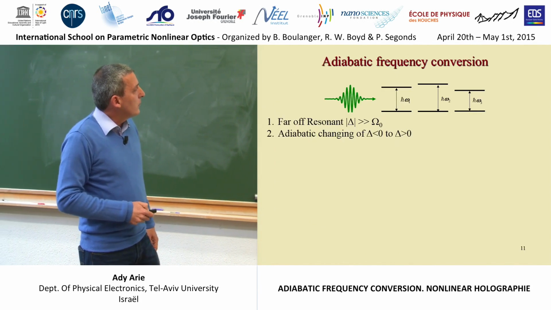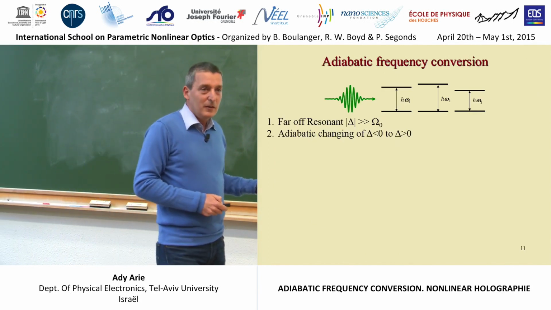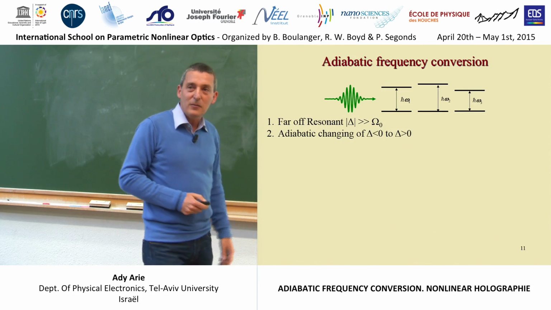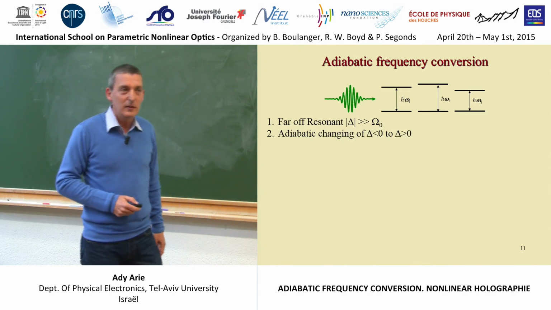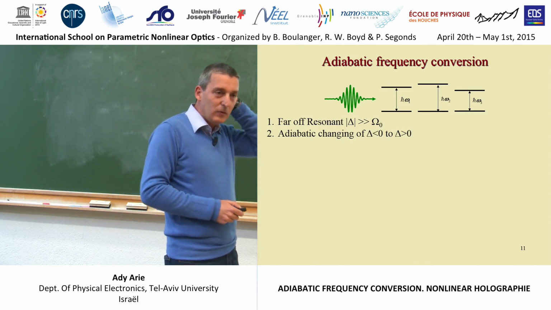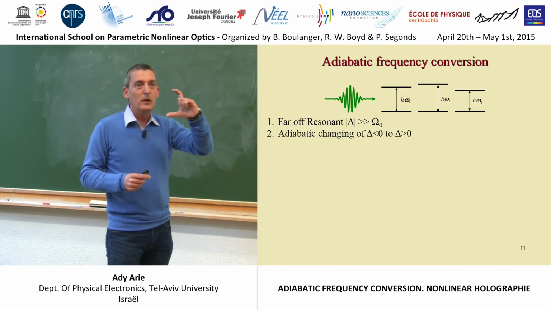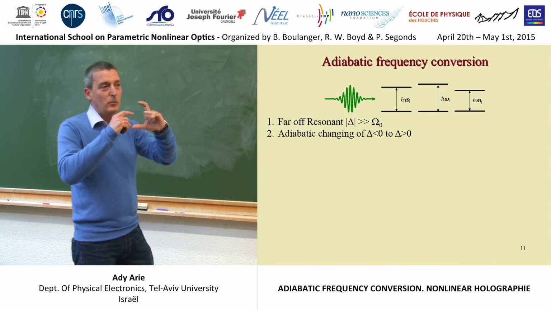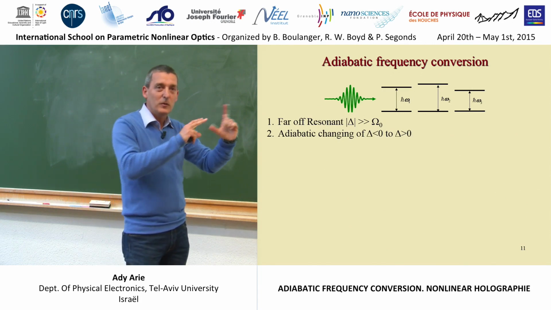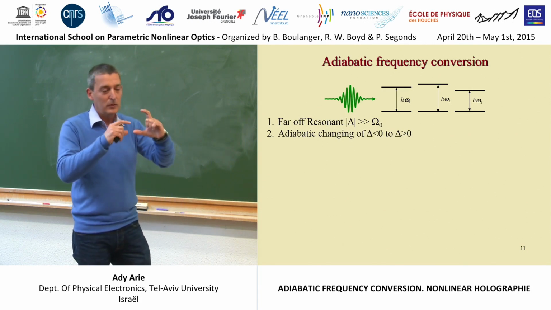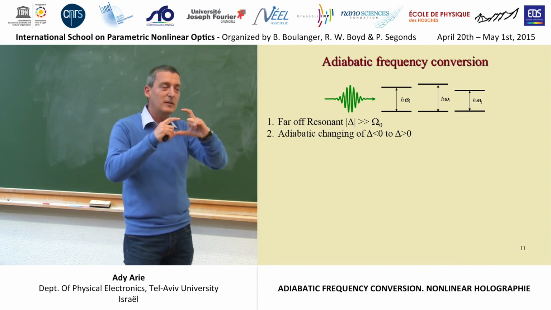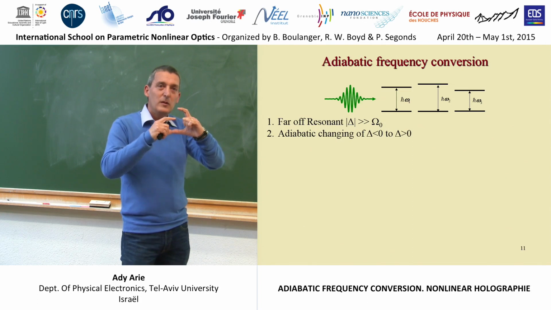Okay, so can we do something better than that? As I said, we can take some ideas from atomic physics. And there is this very nice idea of adiabatic following. So what is adiabatic following? We have a two-level system. I'll start with atomic physics, and then I move to nonlinear optics. So we have a two-level system, and now I send some light, which is detuned.